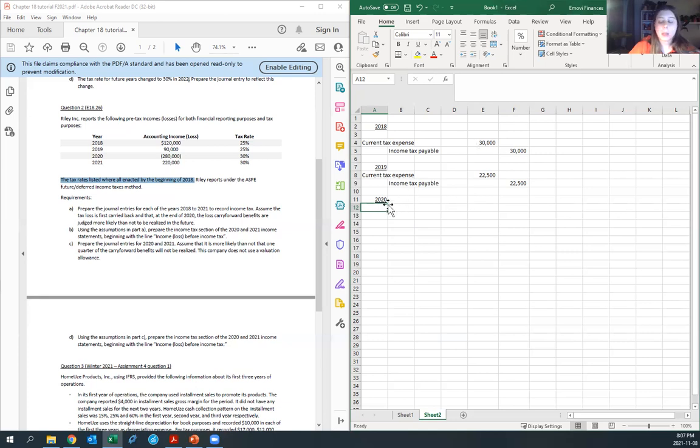So we're going to see my loss for 2020 is $280,000. You want to carry it back to the first year as far away as you can. So first I'm going to look, my accounting income for 2018 was $120,000. All right, that works. I still have some balance, and I could go and look for 2019 to deduct the income there too. So minus $90,000.